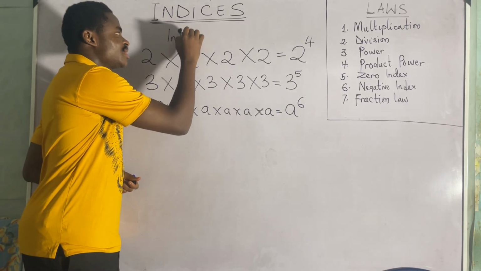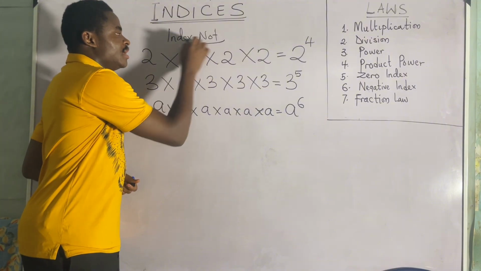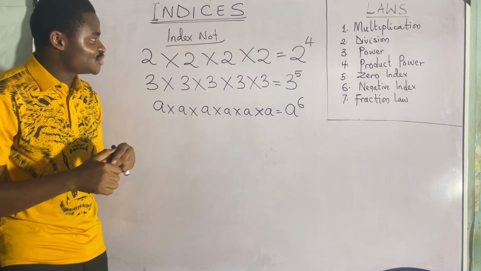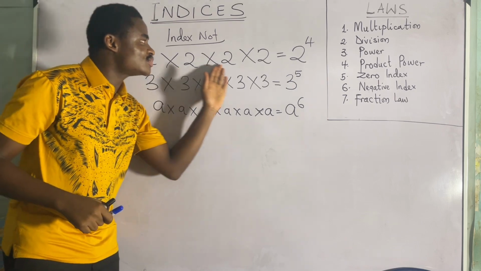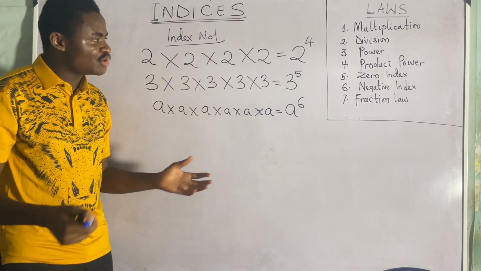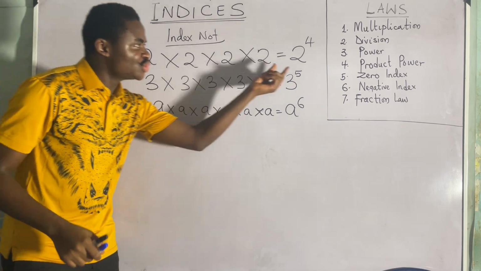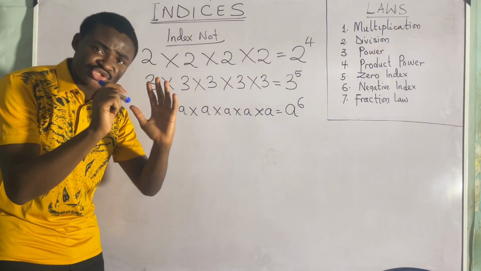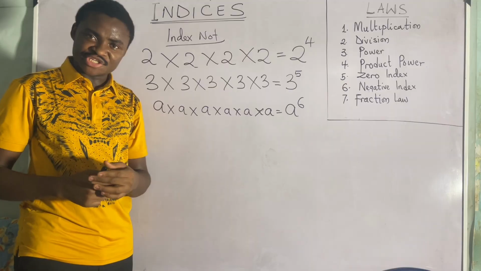So when you hear me talk about index notation, I'll be talking about shortened forms of what? Of factors, which could be doing multiplication, but shortened forms. This is what we call index notation. Once it has been shortened, it is called index notation.